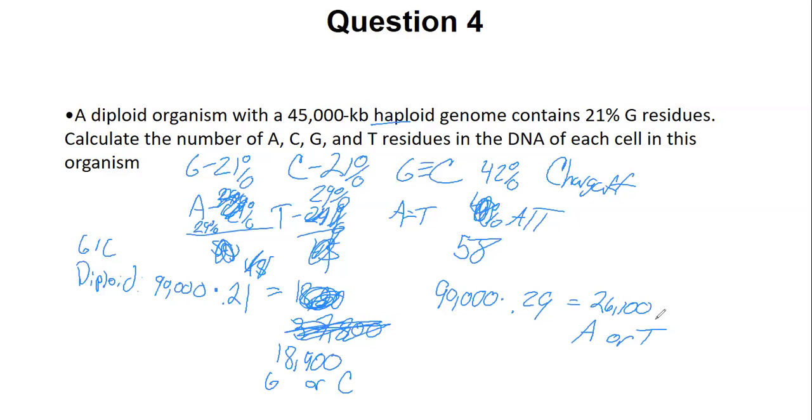What you can also do is figure out how much G there is, figure out how much C there is. And if you combine G plus C, you get 37,800. What you can do from there is take the diploid genome, 90,000, subtracted by how much G and C there is, and you get 52,200. You could divide that by 2 to get the A and T. So just a couple of different ways to get it. But that is just Chargaff's rule in a nutshell right there.